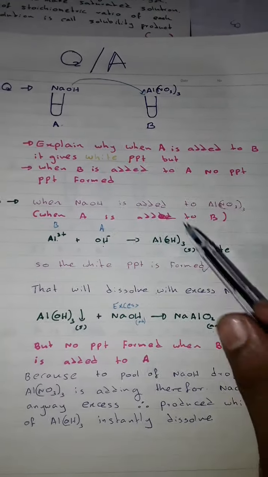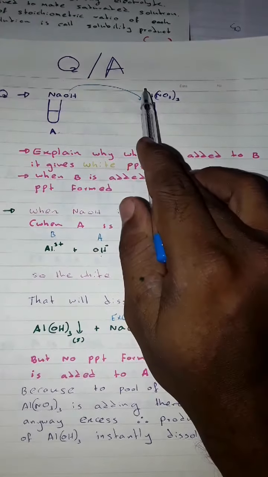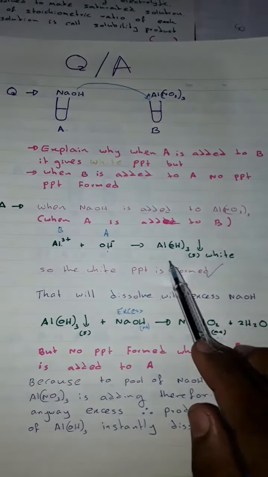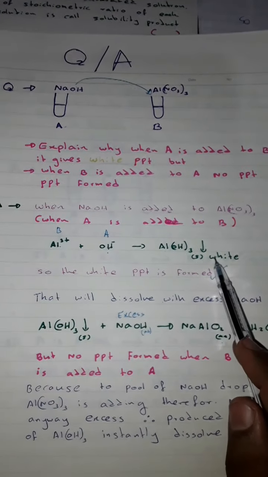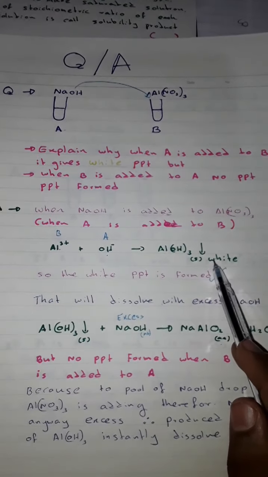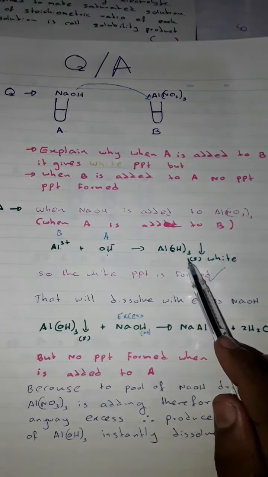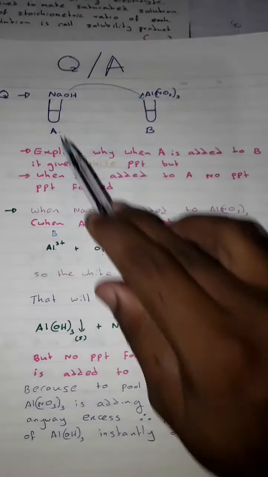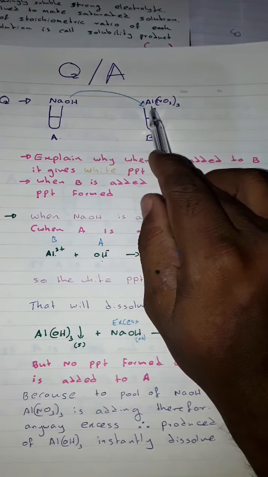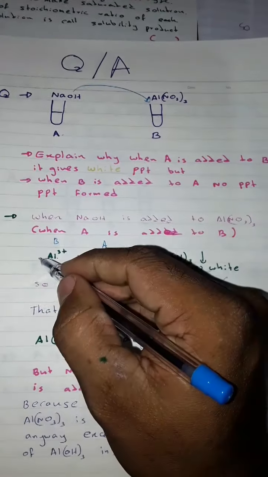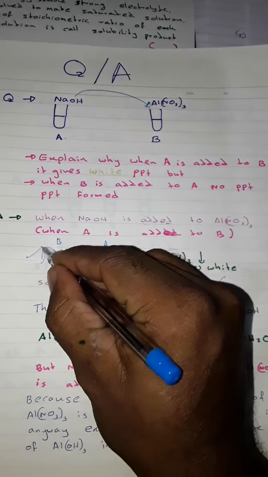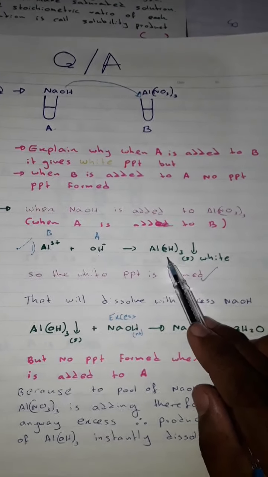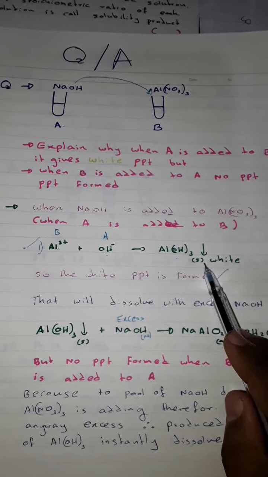Now you can understand why, when A is added to B, when sodium hydroxide is added to aluminium nitrate, it makes aluminium hydroxide white precipitate. But if the aluminium hydroxide white precipitate is mixed with excess sodium hydroxide, it will dissolve. So when I add a few drops of sodium hydroxide, the first reaction takes place. When I add a few drops of sodium hydroxide to this, only this reaction takes place. Therefore what will happen? White precipitate is formed.